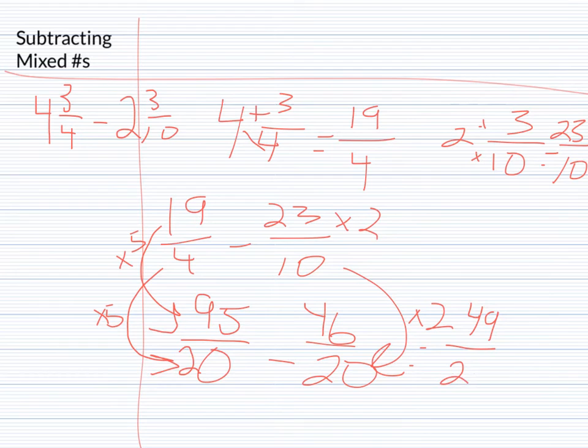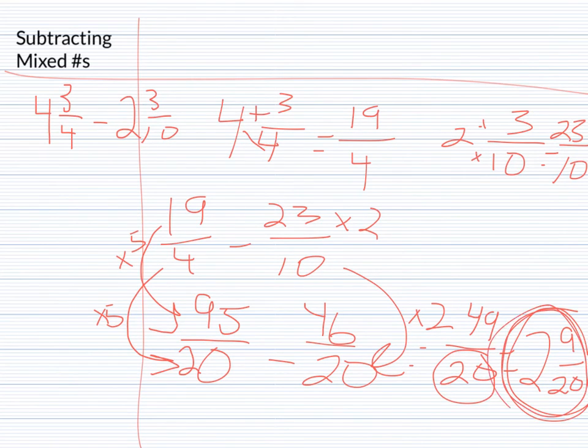over 20. We don't subtract or add the denominators, they stay the same. Now I'm left with an improper fraction. I want to simplify this. 20 goes into 49 2 full times, and I'm left with 9/20. And that right there, boys and girls, 2 and 9/20 would be my final answer right there. Yep, beautiful.